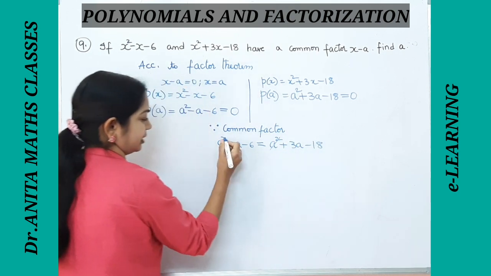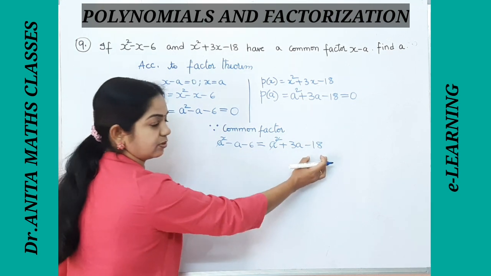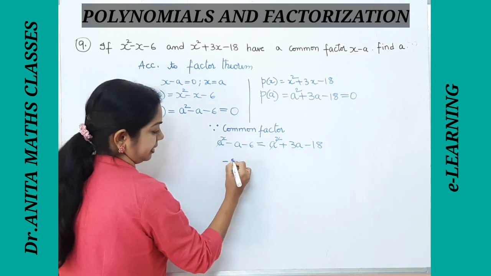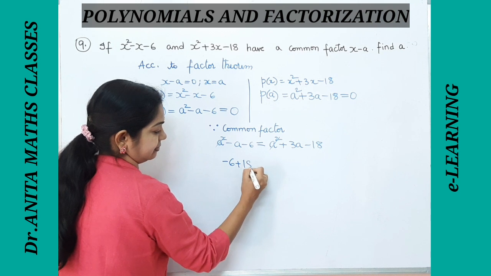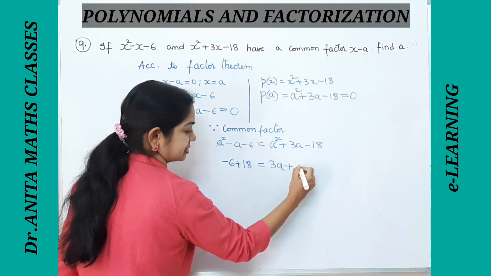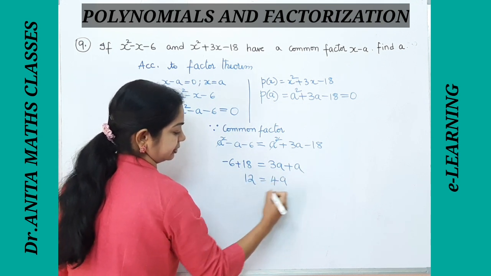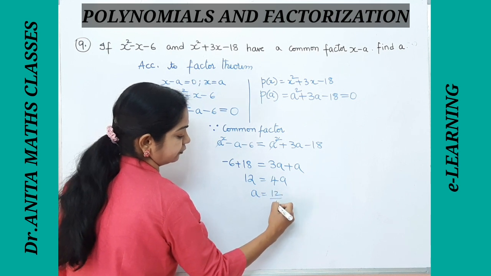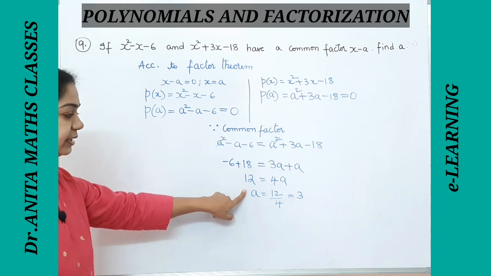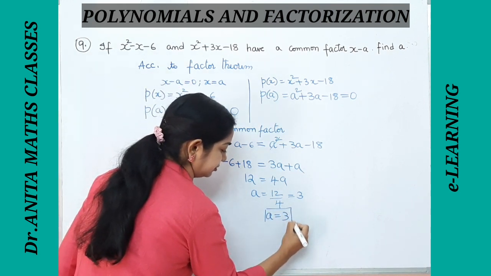So on both sides a square I can cancel off. Here we will shift all a's to one side and all the constants to the other side. This constant, if I bring it this side, minus 6 becomes plus 18. And here 3a is there, and this a goes to the other side as plus a. So this comes to 12 equal to 4a. So a equal to 12 upon 4, that gives us 3. Now we got the a value, and we need to find the a value only. So a is equal to 3.